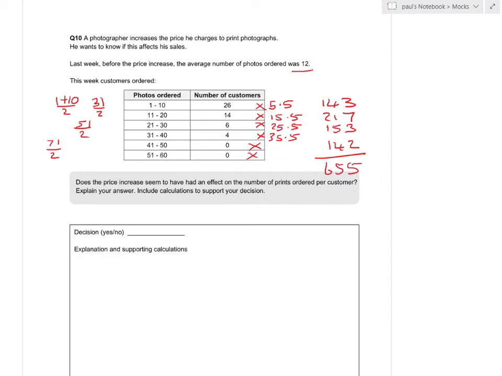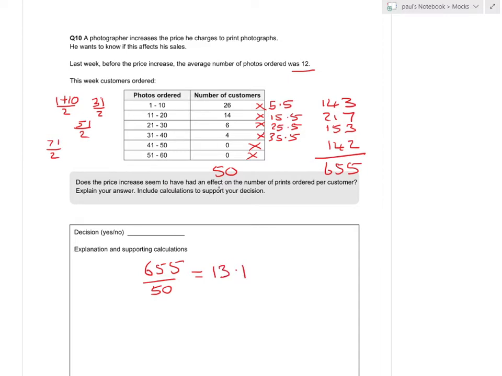So last year it was 12 average. So we've got the number of customers. So let's add the customers up. So we've got 26 plus 14 plus 6 plus 4 is 50 customers. So if we do 655 divided by 50 should give us the average. 655 divided by 50 is 13.1.